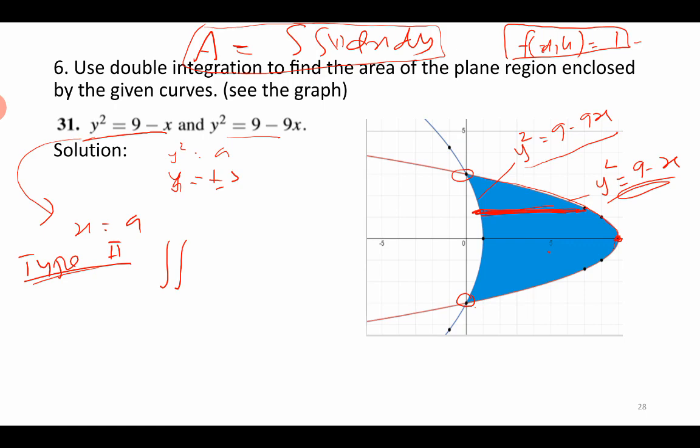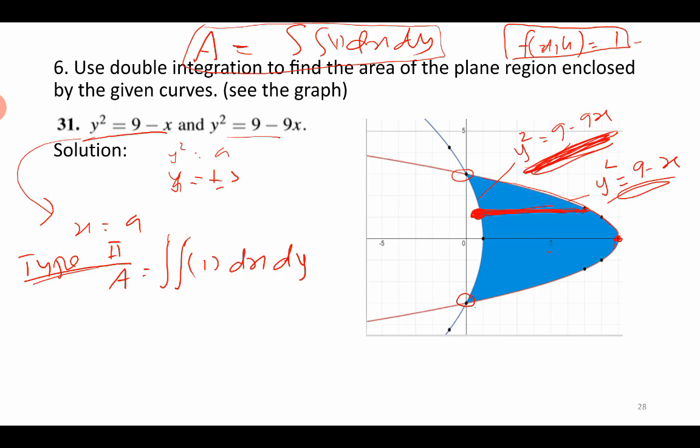Double integral. We are finding area. So function value is 1. There is no function given in the problem. We should write dx dy or dy dx. Now find the limits of x and y using these curves. X and y, isn't it? The lower limit of this curve, this line in this region, will give you x value from this curve. Find x from this curve.